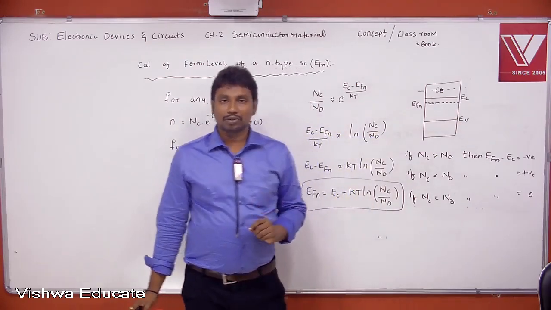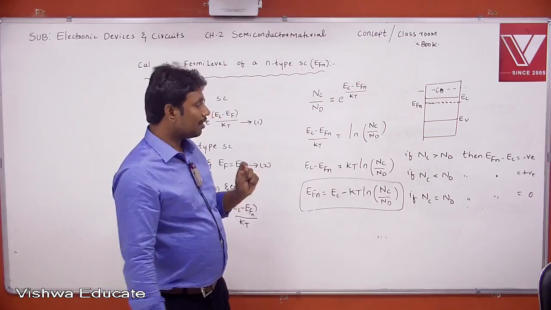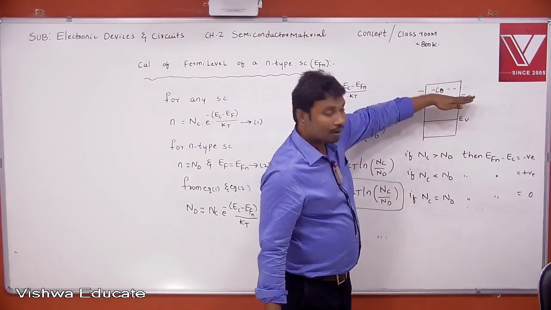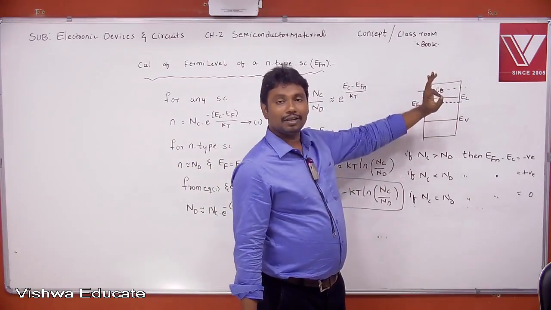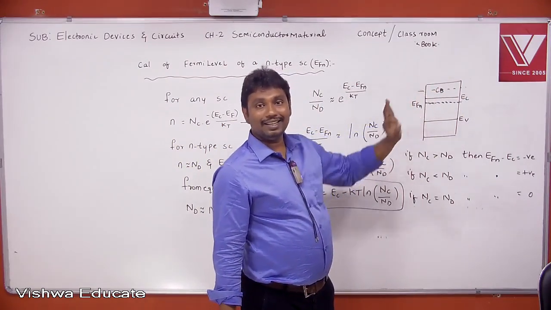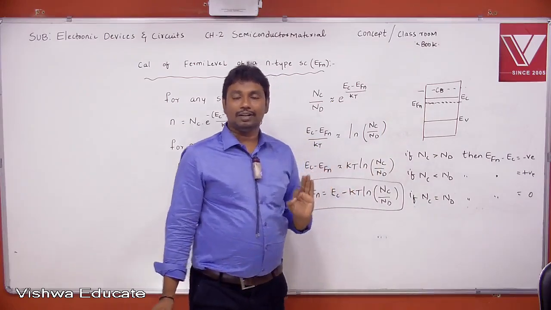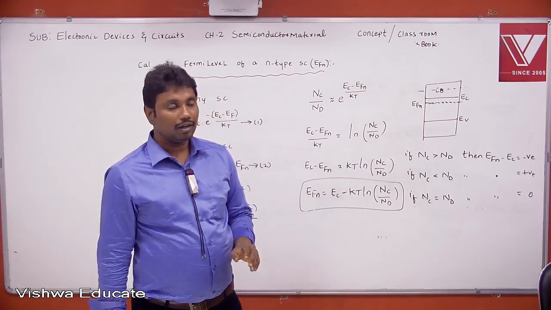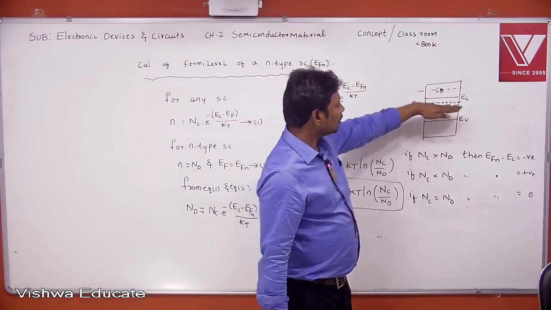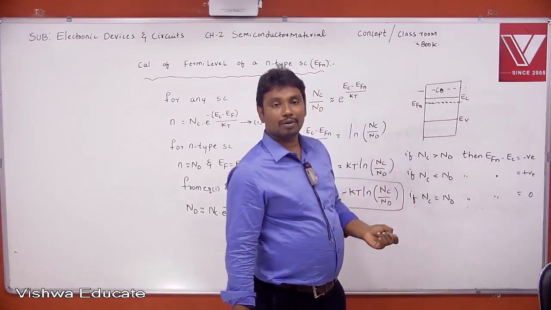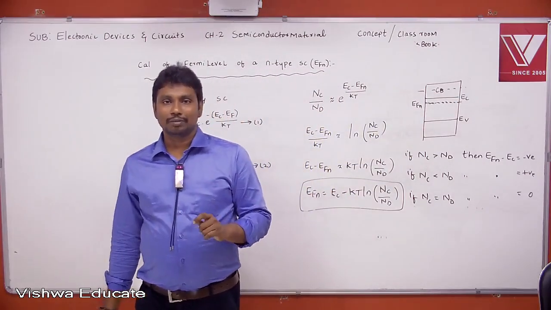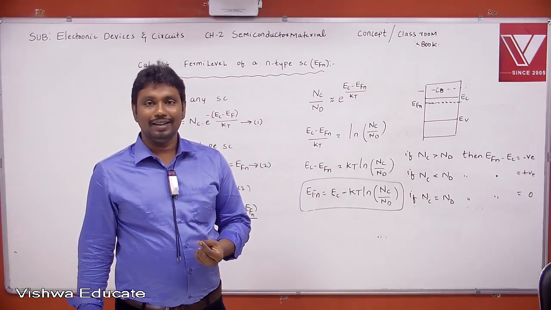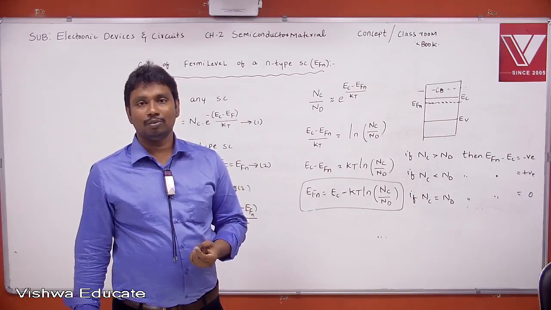That means what is the conclusion actually? The conclusion is the Fermi level lies within the conduction band or coincides with the conduction band, such a semiconductor is called a degenerate n-type semiconductor or heavily doped n-type semiconductor. Right? Similarly, if the Fermi level lies below the conduction band, such a semiconductor is called a non-degenerate semiconductor or a lightly doped semiconductor.